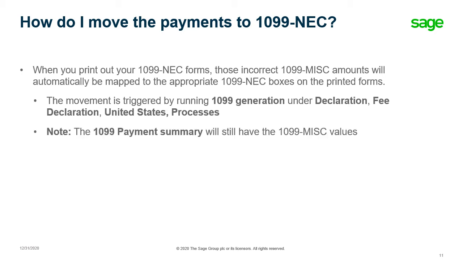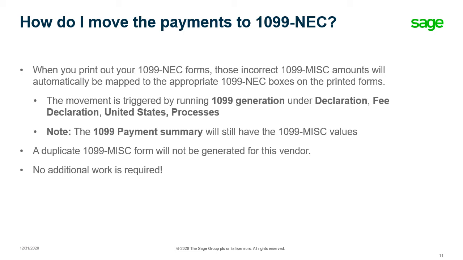Note, the 1099 payment summary will still have the 1099 miscellaneous values. A duplicate 1099 miscellaneous form will not be generated for this vendor, and no additional work is required.